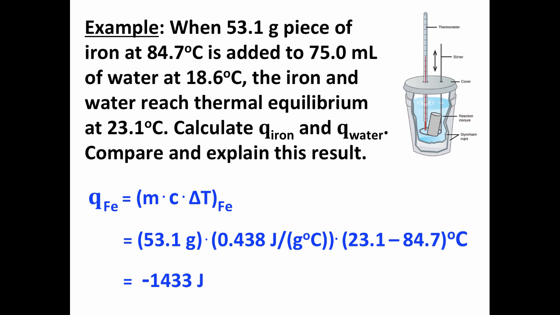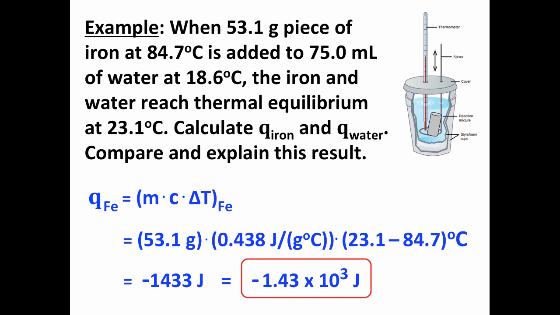We note that we have 3 sig fig numbers, so our answer should be to 3 significant figures. Let's write it in scientific notation to make that clear. And so the result for heat for the iron is negative 1.43 times 10 to the third joules.